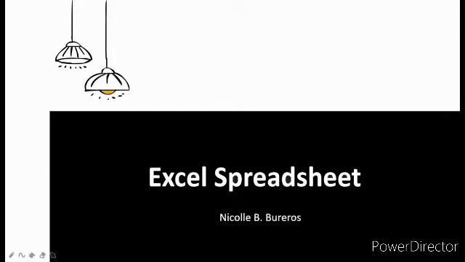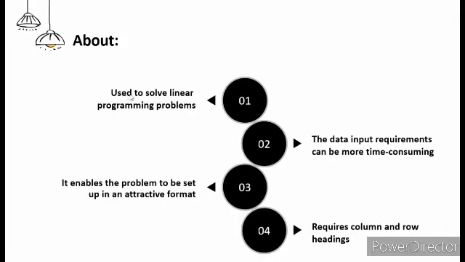Now, let's first tackle what Excel spreadsheet is. Excel can be used to solve linear programming problems, although the data input requirements can be more time-consuming and tedious than with a software package like QM for Windows that is specifically designed for the purpose. However, once you have set up one problem in a spreadsheet, you can use it as a template for other problems.